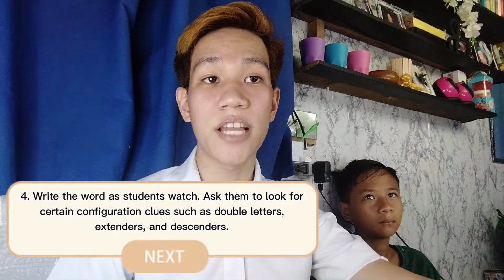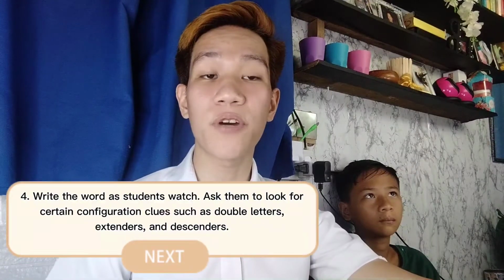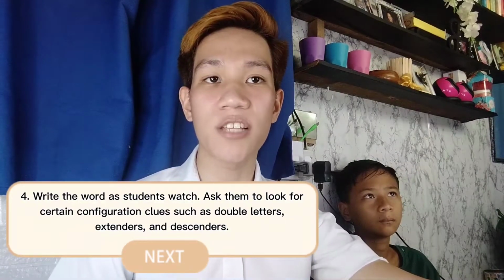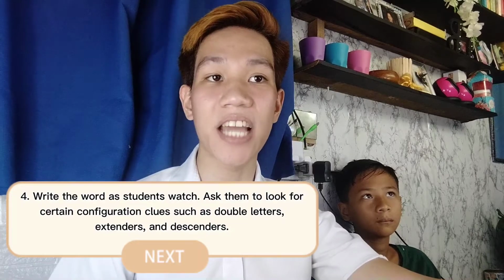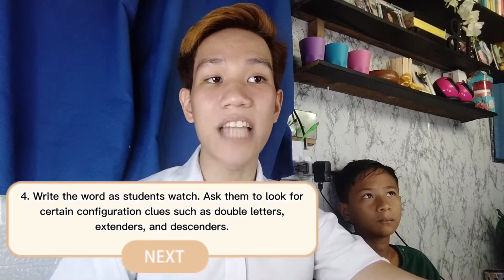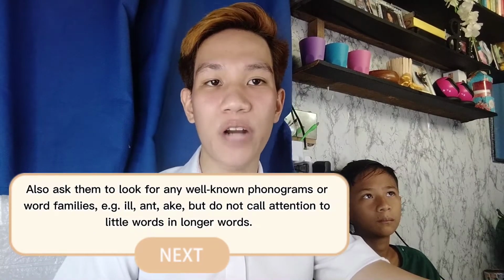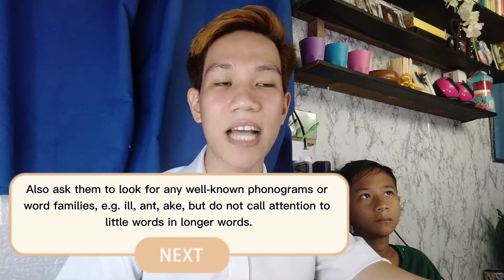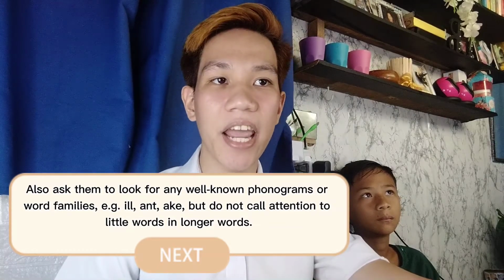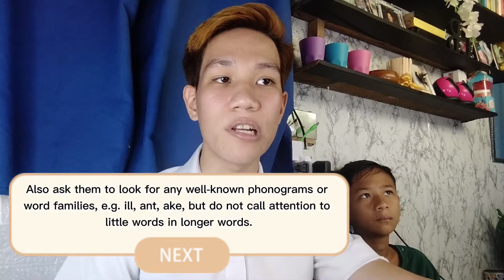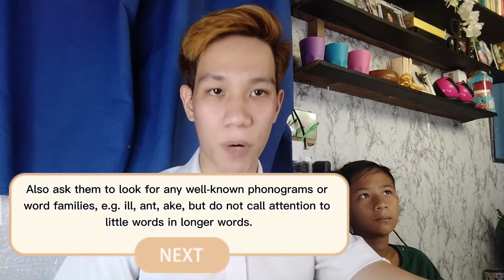Write the word as students watch. Ask them to look for certain configuration clues such as double letters, extenders, and descenders. Also ask them to look for any well-known phonograms or word families. Example, eel, ant, ape. But do not call attention to little words in longer words. So let us continue again.